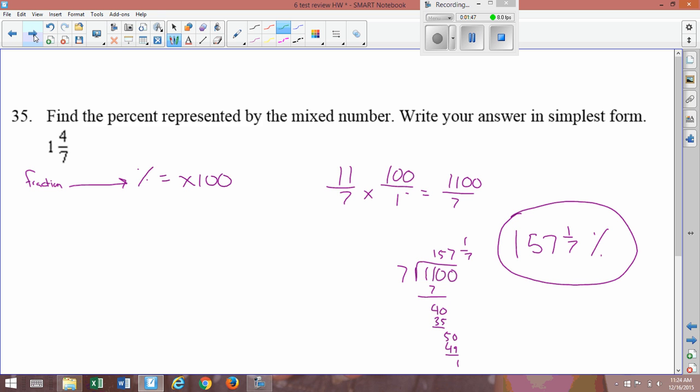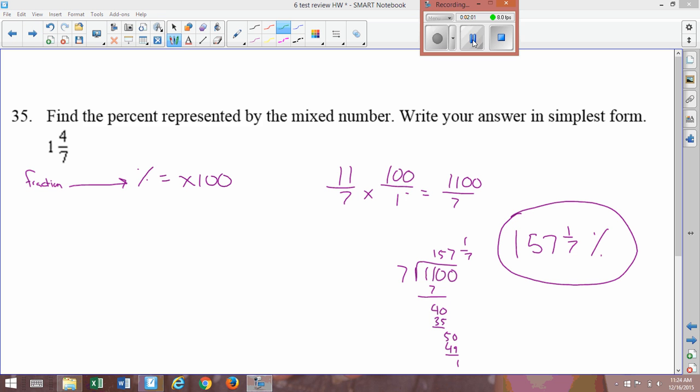Find the percent represented by the mixed number. Write your answer in simplest form. 1 4/7. You're going to have to divide the fraction. If you're going from a fraction to a percentage, you're really multiplying it by 100. So I changed to an improper fraction, which is 11/7. Multiplied it by 100, and you get 1100 over 7. And then I would divide it out, and I got 157 and 1/7%.